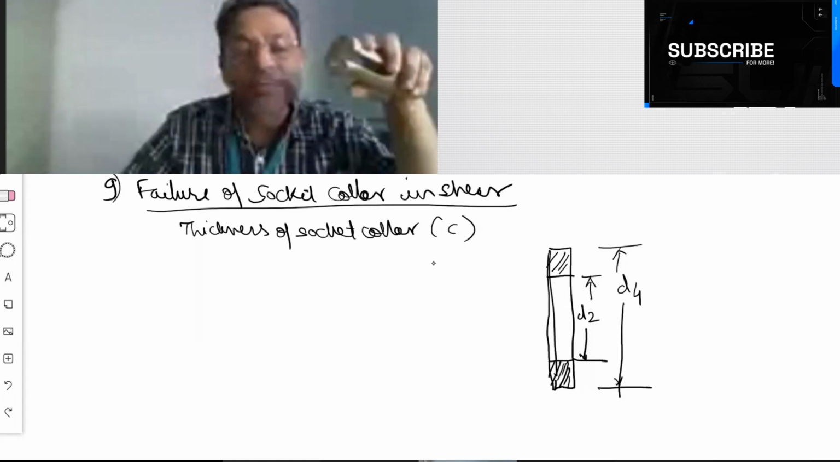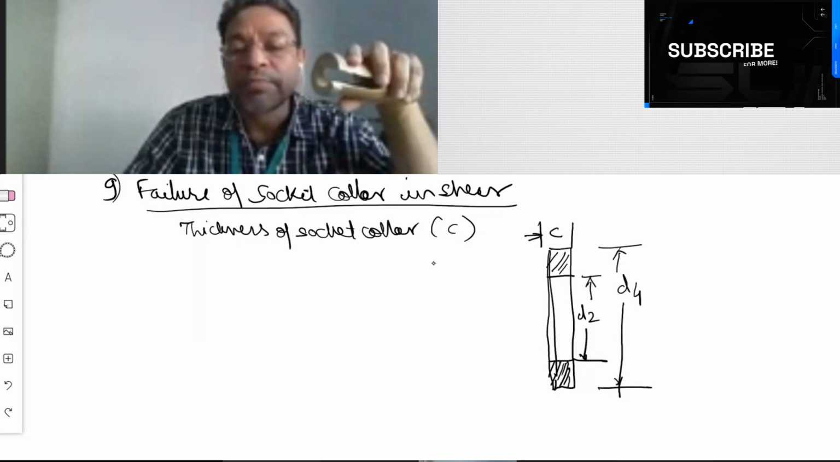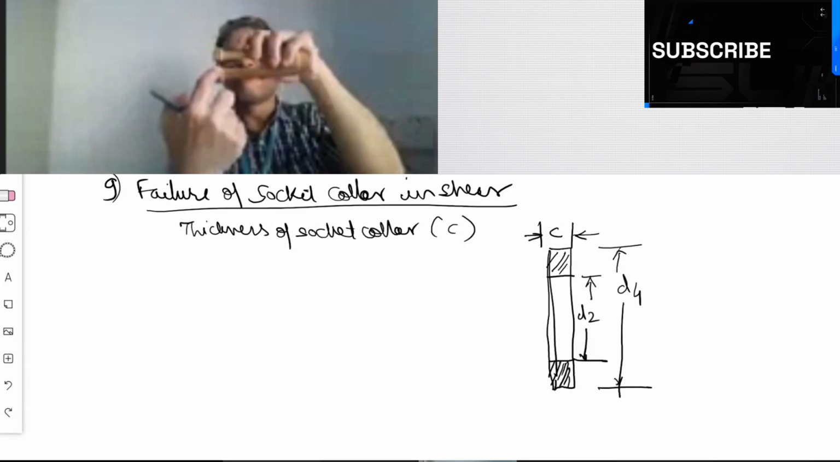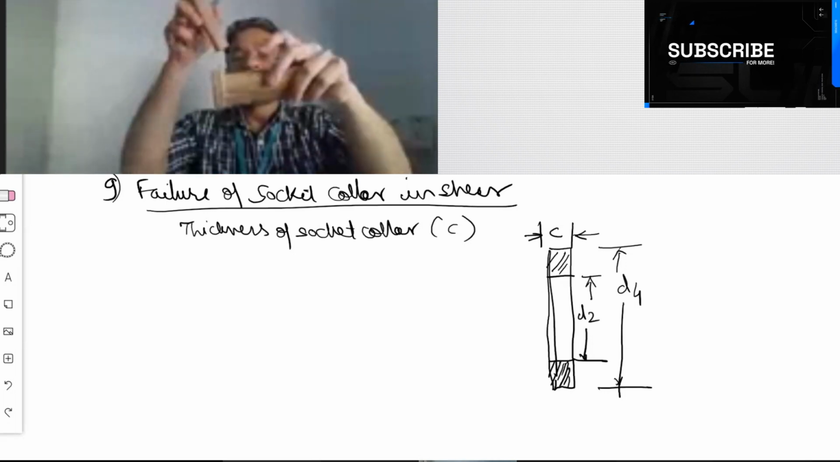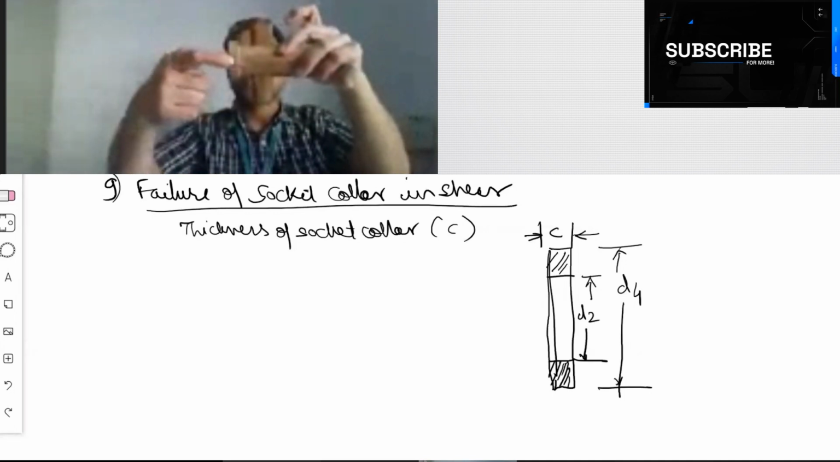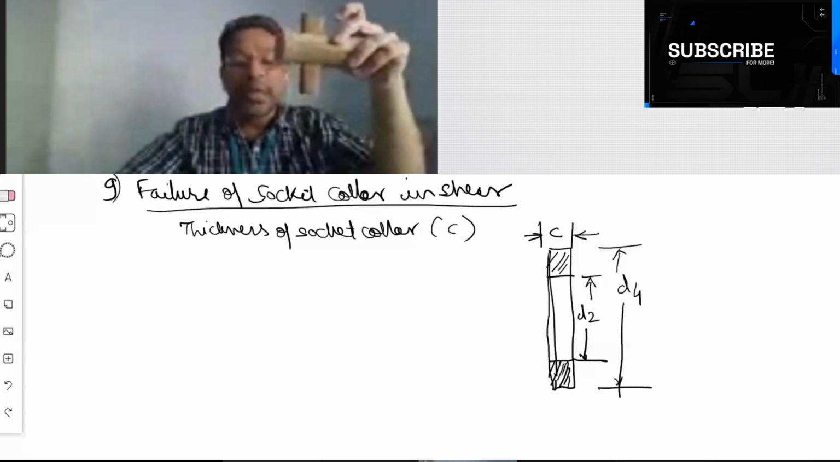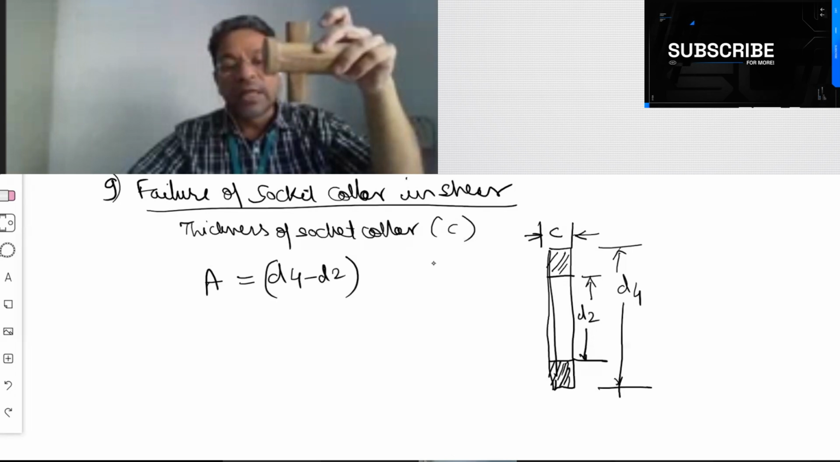So what will be the area? And now in this case, this is not T. This is C. See, you are looking from here. So it is C. Same formula we had written earlier as well. Let me write this first. Area is equal to D4 minus D2 into C.